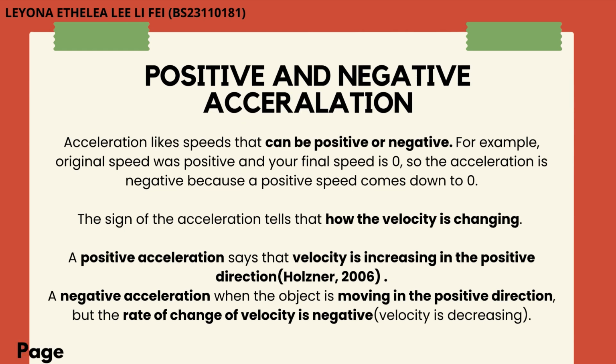Moving on to the next slide, there are two types of acceleration, positive acceleration and negative acceleration. Acceleration, like velocity, can be positive or negative. So the sign of acceleration tells us how the velocity is changing. A positive acceleration says that velocity is increasing in the positive direction, whereas negative acceleration is when the object is moving in the positive direction, but the rate of change of velocity is negative.